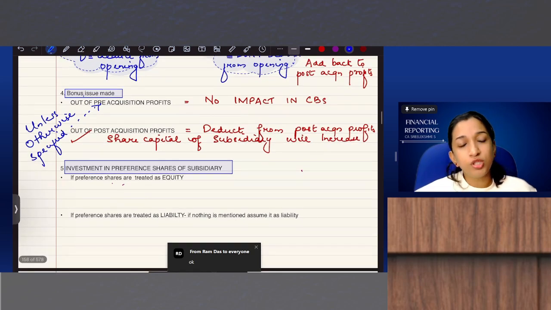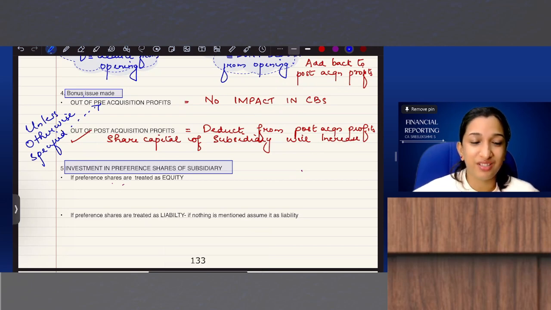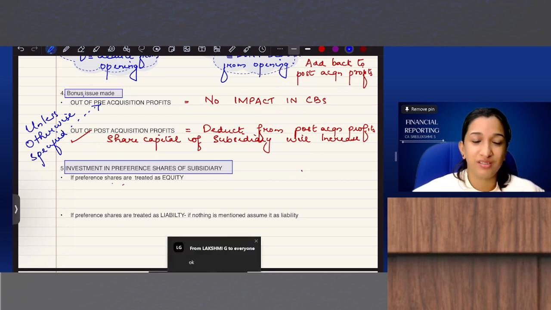So post is not sufficient. If the question says take it from post, then post is sufficient. Post cannot be insufficient if the question says post.